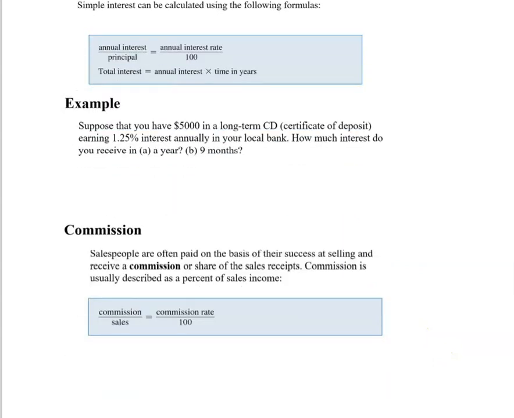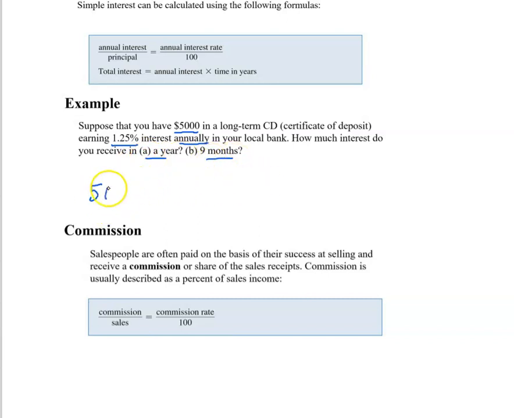And suppose that you have $5,000. I will say this: most credit cards and bank loans are not simple interest, they're compound interest, but we're going to just talk about a flat, simple interest rate. So suppose you have $5,000 in a long-term CD, and it's earning 1.25% interest annually in your local bank. How much interest do you receive in a year and in 9 months?